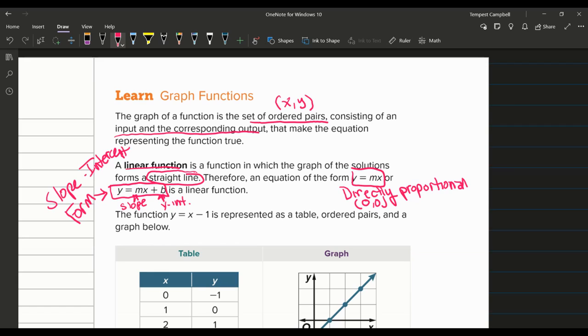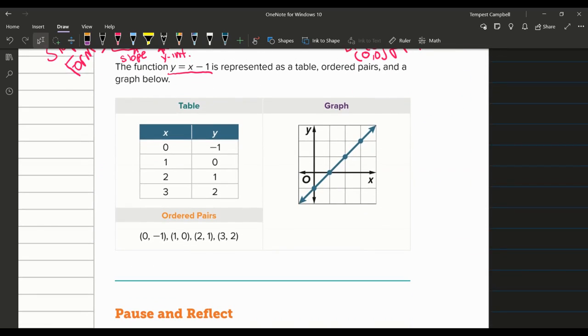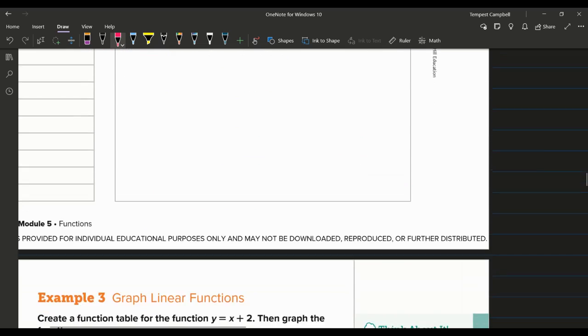So a function y equals x minus 1 is represented by a table of ordered pairs and a graph below. When we look at this, if we were to take 0 and plug it into our equation, 0 minus 1 does give us a negative 1. If we were to write that as an ordered pair, we'd have 0, negative 1. If we were to look at our graph, we start at 0, 0, the origin, and we notice our first point is at 0, negative 1. Next, we're going to get 1, 0, and that's going to be this point right here. We have 1, 0, and we're just going to keep plotting our points from our graph.